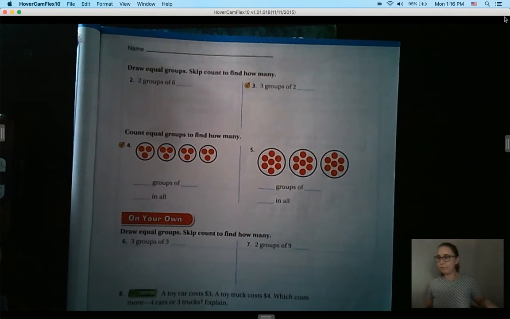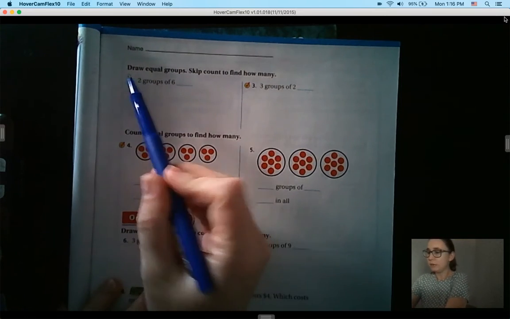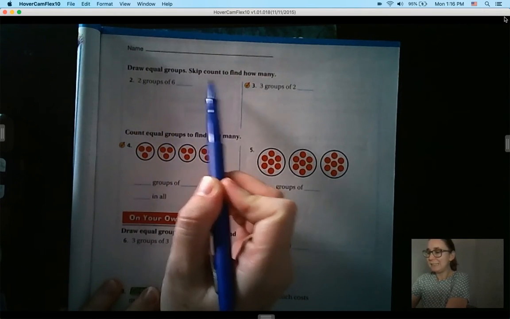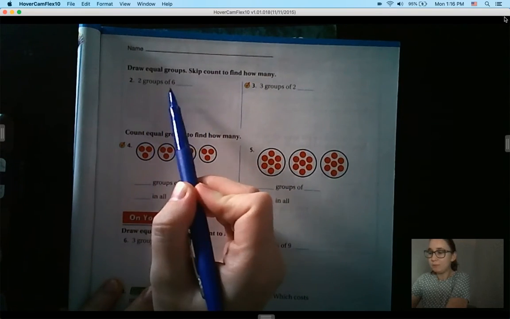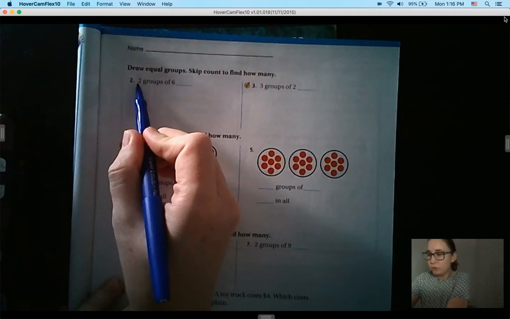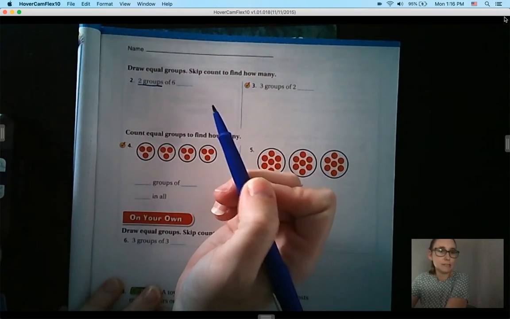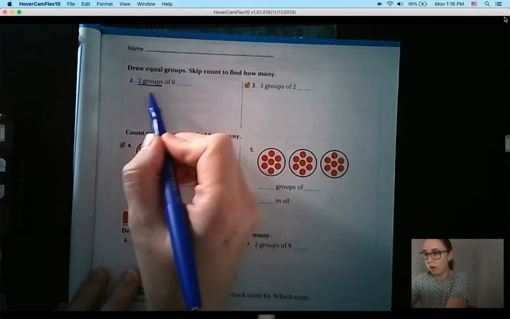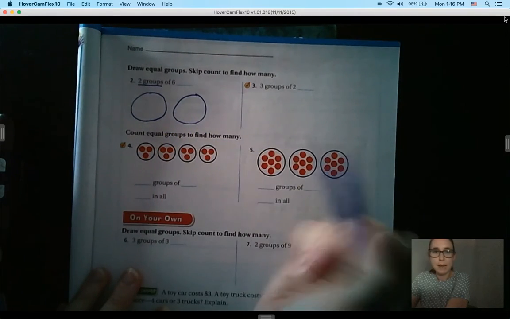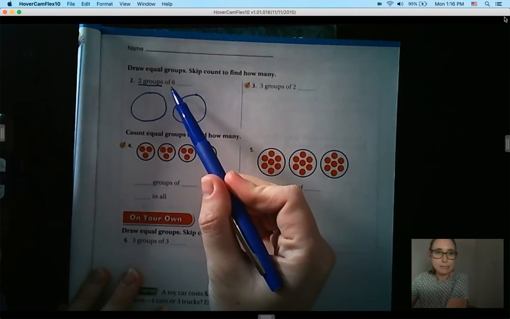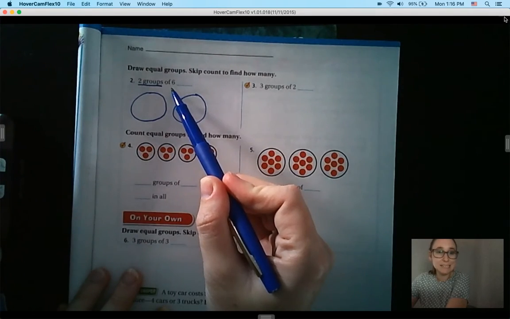So this time we don't have the circles with us, so that's up to us to draw them. So starting with this one, draw equal groups, skip count to find how many. So it wants me to know 2 groups of 6. So my 2 groups, that's how many big circles I'm going to draw. I'm going to draw 2 big circles. And I'm going to fit how many inside? I'm going to fit 6 inside.